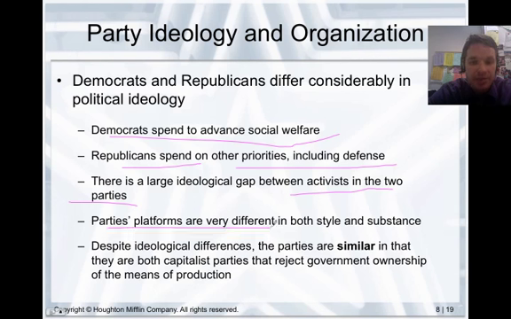And then their platforms are different, but despite these differences, they are similar, and here's the key, in that they are both capitalist and they both reject government ownership of the means of production. So economically, they're really very similar. The differences are relatively minor, especially when compared to other countries and political parties in other countries. Here in the United States, the Republicans and Democrats are actually pretty close together, but they make a huge deal out of their differences, and so that's what we're very aware of, and we think that they're so opposite from each other. But in the big picture, they really aren't.